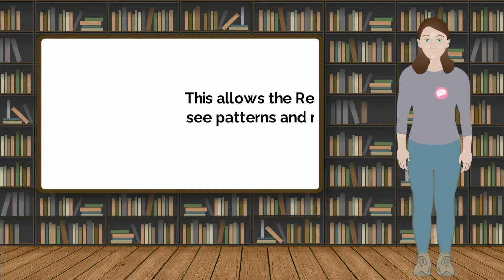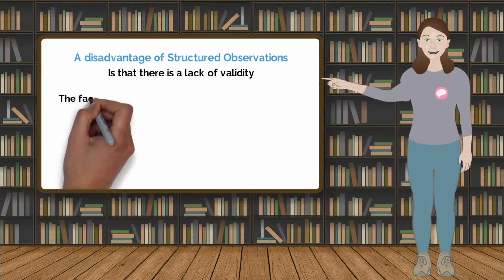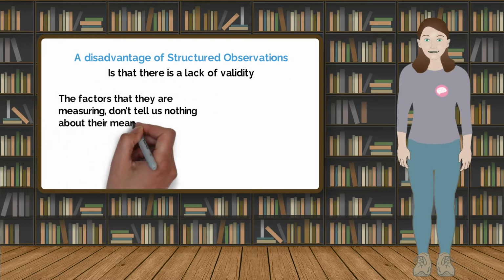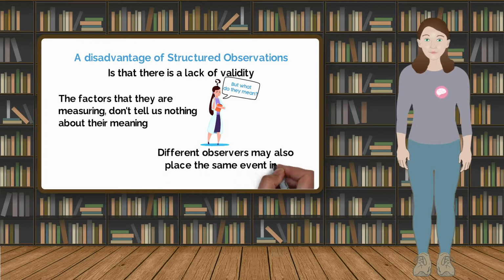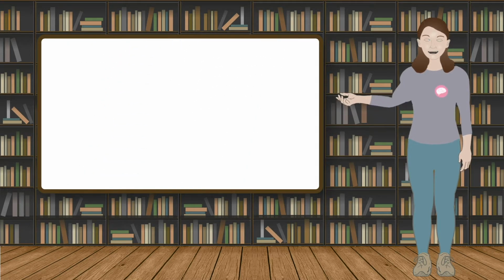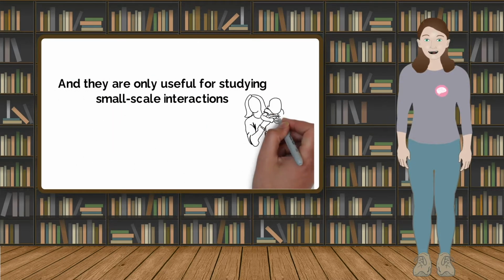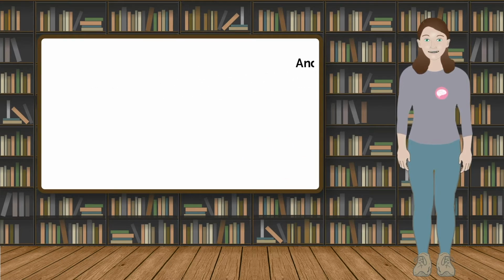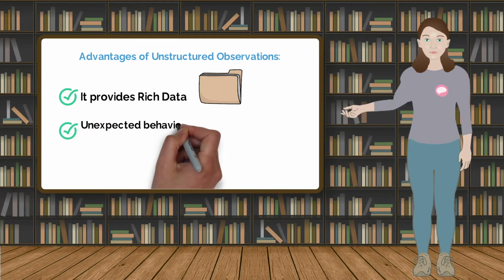A disadvantage of a structured observation is that there is a lack of validity. Counting frequency, duration, or events does not tell us about their meaning. Events may not fit any of the categories or may overlap several categories. Different observers may also place the same event into different categories. In addition to this, they are only useful for studying small-scale interactions, as a structured observation is an intense method to carry out.